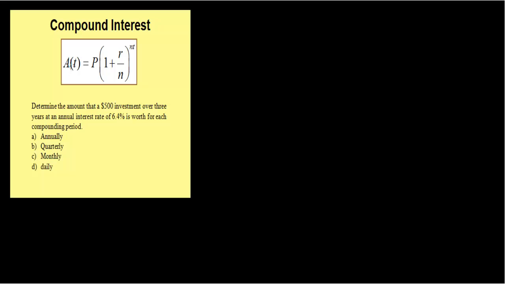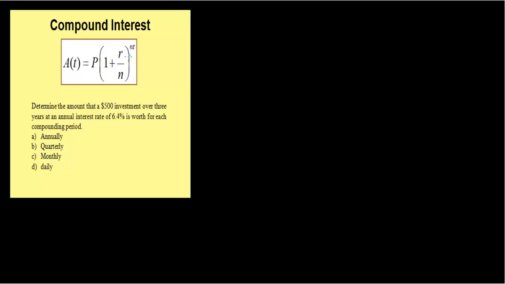A means the final amount. P is your initial amount. 1 plus R. R is the interest rate. N is the number of compounding periods in the year. And T is the amount of years.